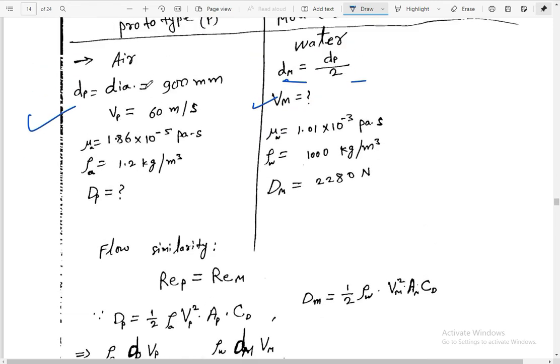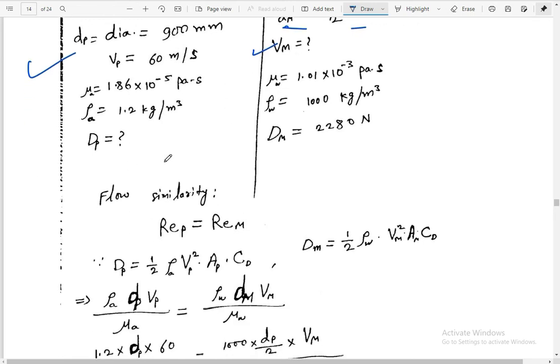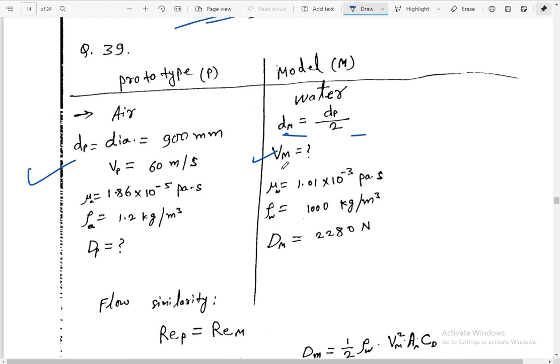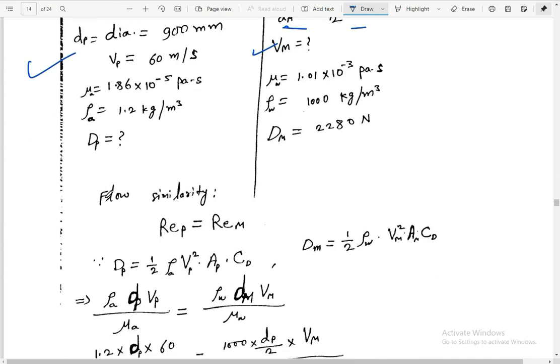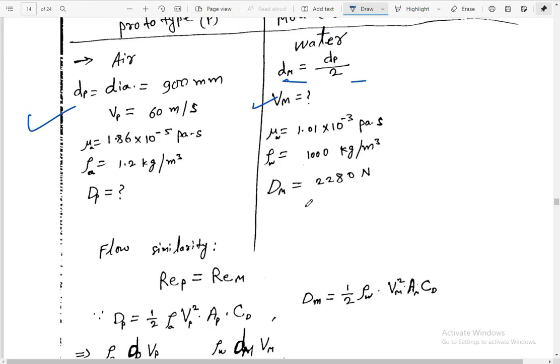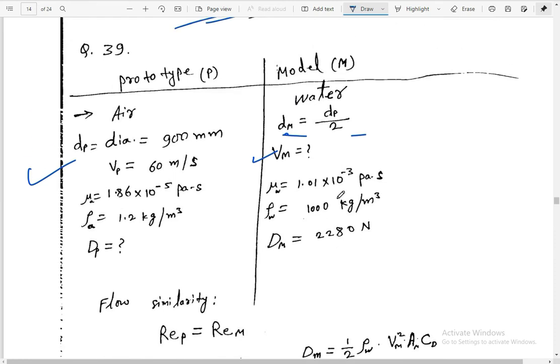Viscosity is given for air and for water, density is given, but we don't know Vm, the velocity of the model. Diameter of the model is given 2280. So according to this equation, we can find the dp value, right?